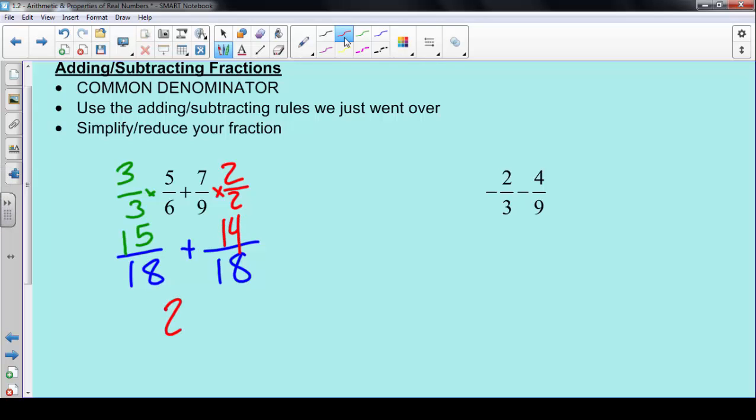15 plus 14 is 29. Our denominator stays the same. 29 and 18 have no like factors, so we can leave it.